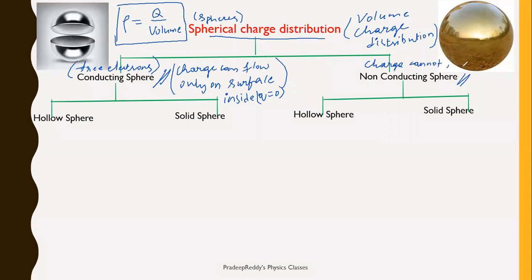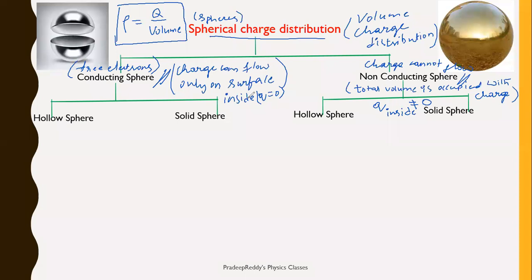Charge cannot flow in case of a non-conducting sphere, and charge resides throughout the material. That means the total volume is occupied with charge. So in the case of a non-conducting sphere, Q inside is not equal to 0, whereas in the case of a conducting sphere, Q inside will be equal to 0. These are very important points you need to understand.